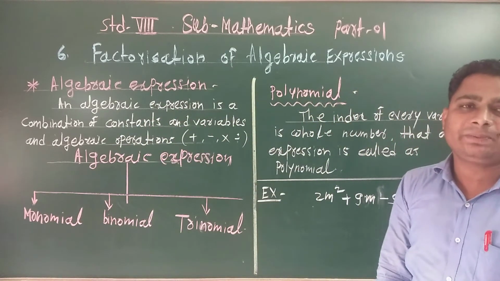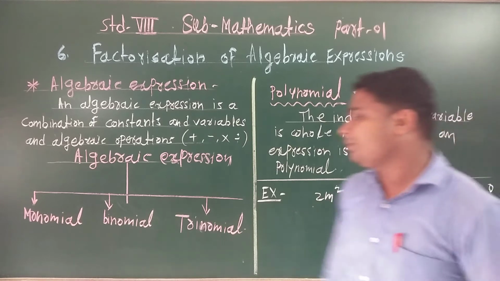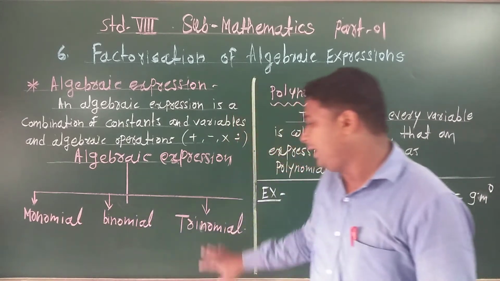There are three types of algebraic expression: monomial, binomial and trinomial.